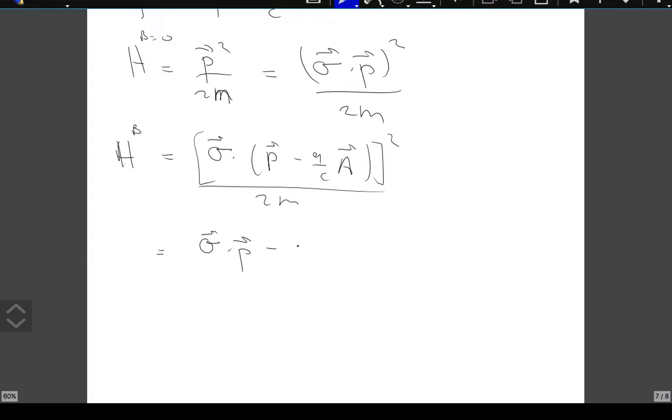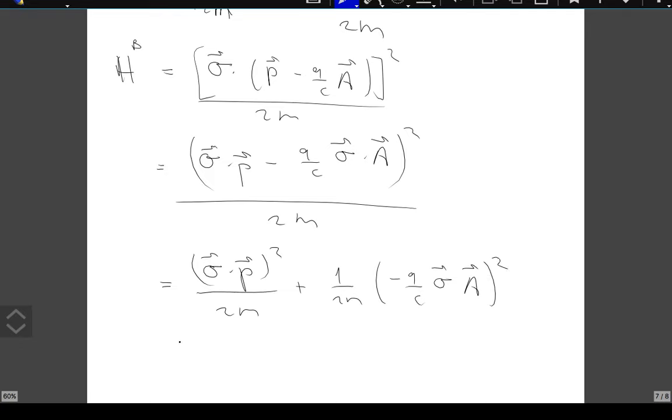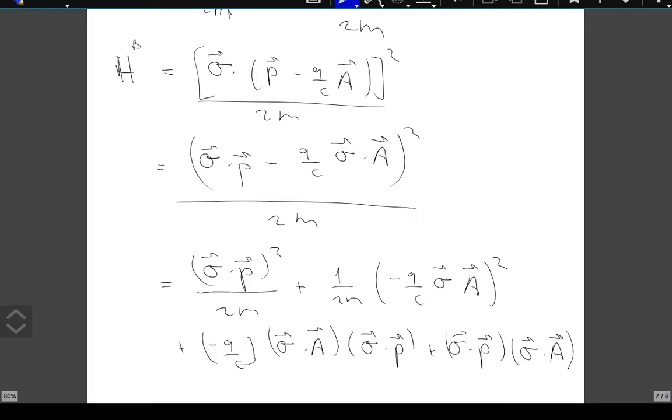which is (sigma dot p minus q over c sigma dot A) squared over 2m, which is equal to sigma dot p squared over 2m plus 1 over 2m times (minus q over c sigma dot A) squared plus (minus q over c) (sigma dot A sigma dot p plus sigma dot p sigma dot A), times 1 over 2m.